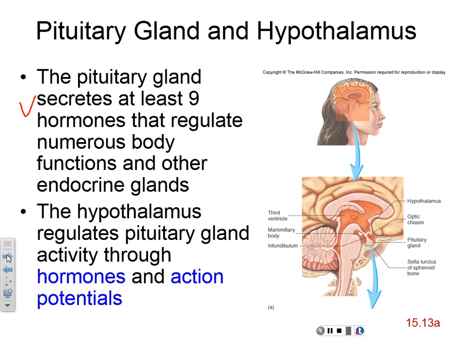So the hypothalamus regulates the pituitary in 2 ways. The anterior pituitary is controlled by hypothalamic hormones, that's why it's called the adenohypophysis. And the posterior pituitary, the one towards the back, is controlled by action potential, so it's called the neurohypophysis. Okay? So that's that.